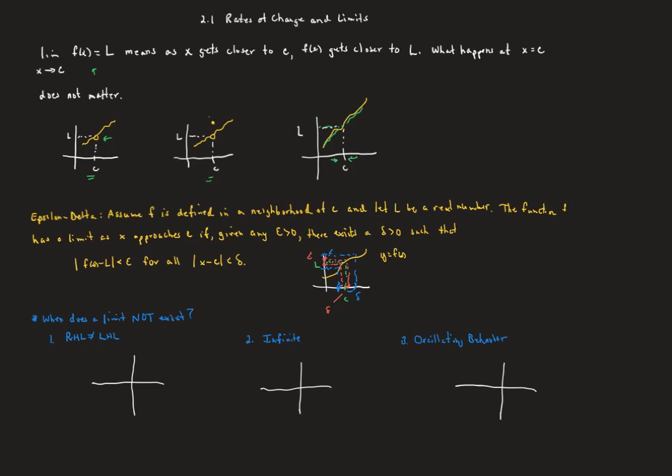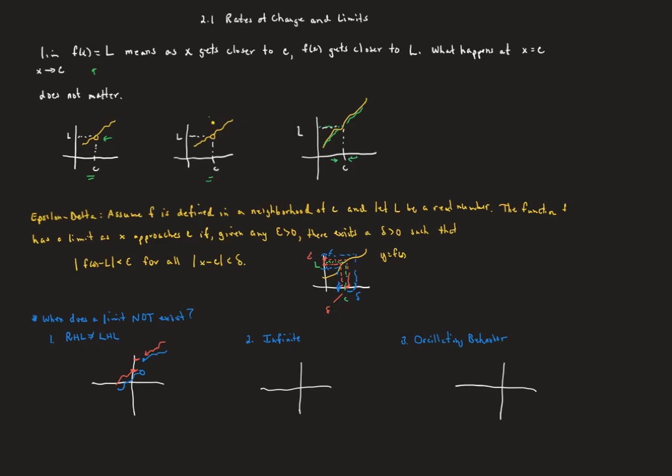So then the question becomes, when does a limit not exist? And there are three ways. One is the right-hand limit being different than the left-hand limit. That could be anything that might look something like this, where you come in from the left and approach one y value, and as you come in from the right, you approach a different y value.